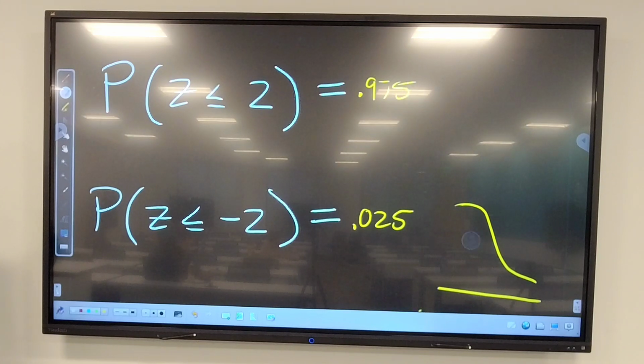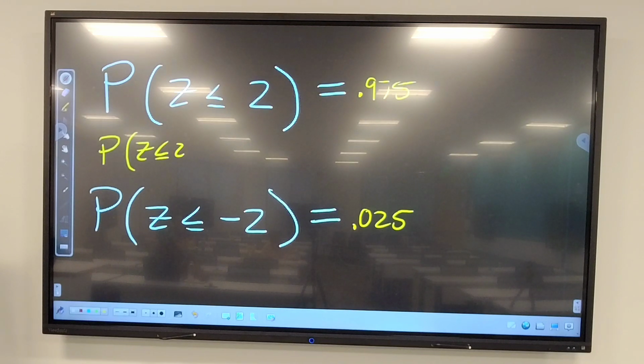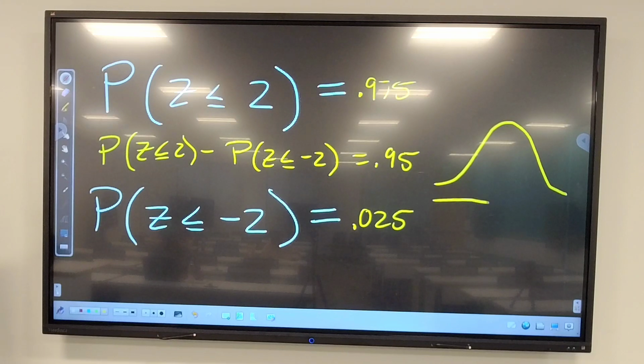When you take their difference, you're left with just that part in the middle. So if I say the big area minus the smaller area, I would get 95%. You can see it plain as day in this picture.